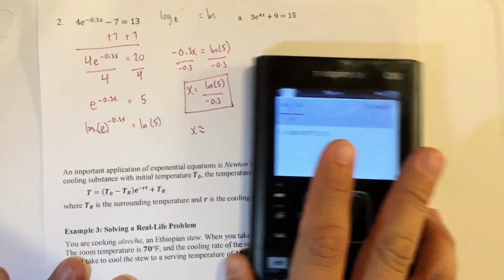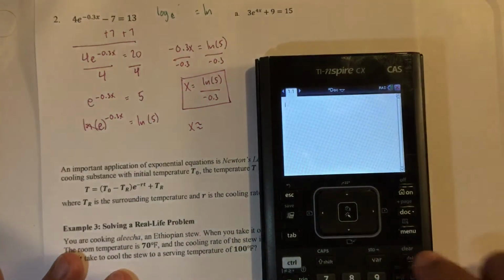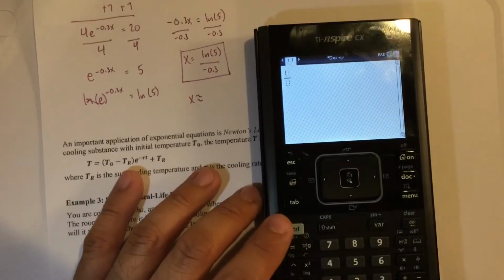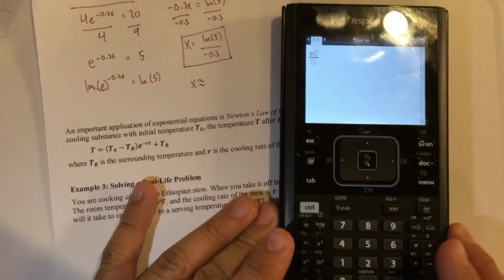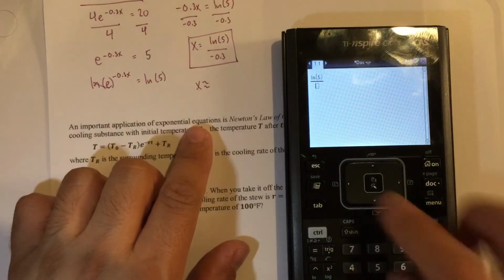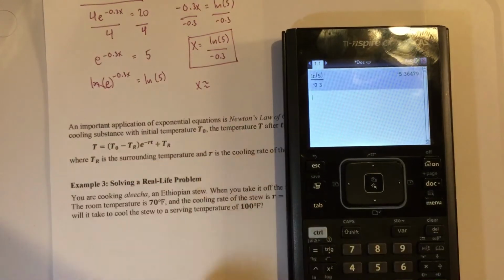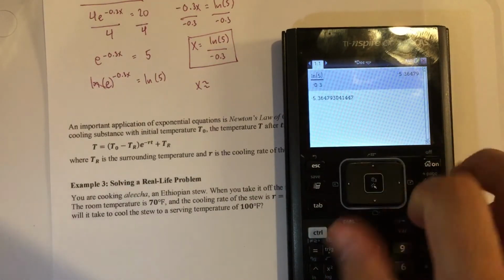So let's take this here and plug it in. So we have control divide, ln is second e to the x, so second e. There's my ln. So ln of 5 over negative 0.3. Control enter, and I get negative 5.3647, which rounds to negative 5.365.